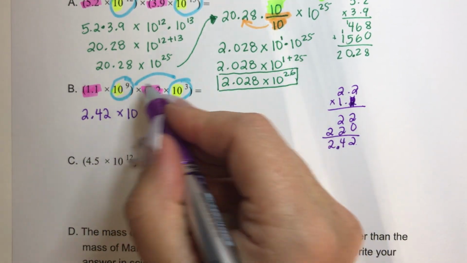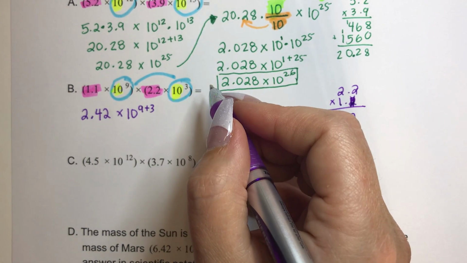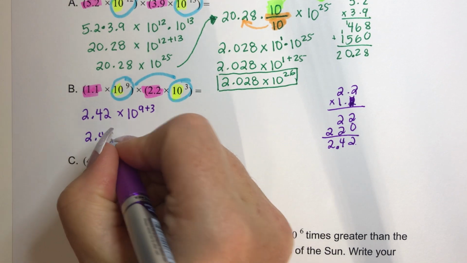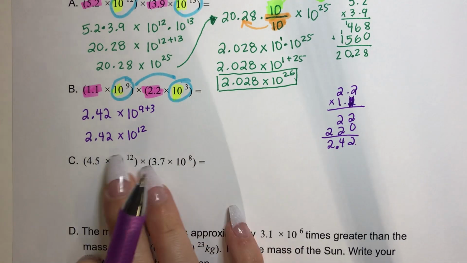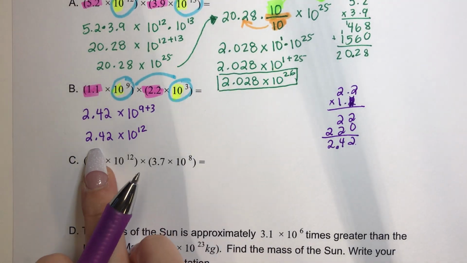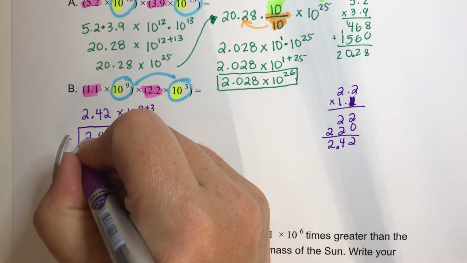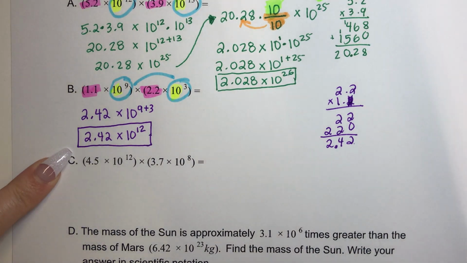We have the same base, so we just add the exponents, and I want to see this work on your paper, quizzes, and tests and all that. And then 2.42 times 10 to the 9 plus 3 is 12. And is this in scientific notation? The answer is yes, because this is a number between 1 and 10. So we are good. This is our answer. It's so nice when it's between 1 and 10. We don't have to do any extra stuff. So this was the right answer.